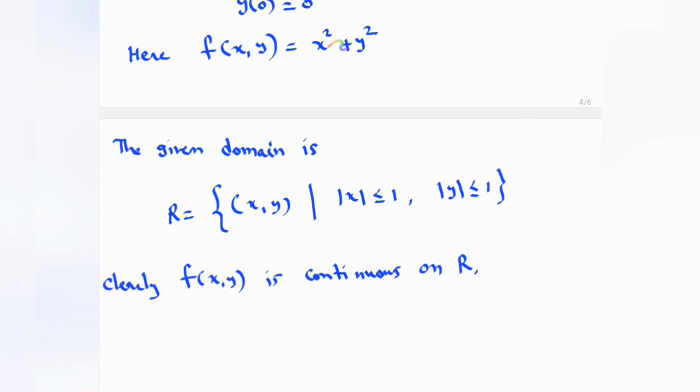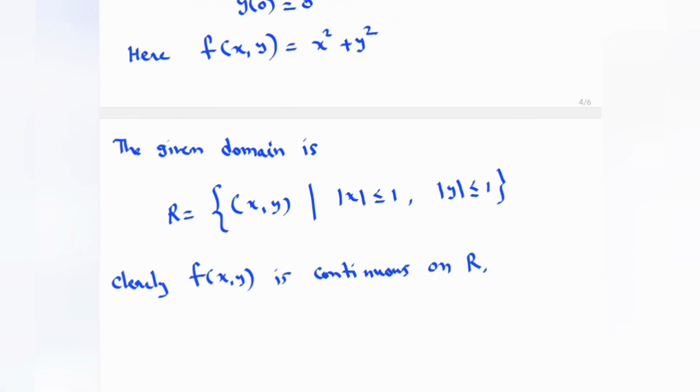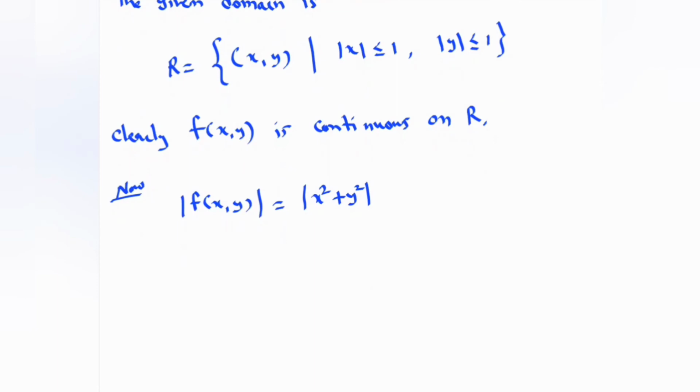Since f(x,y) is a polynomial function in x and y, it is continuous on the domain R. Now we have to find the bound of function f(x,y). So |f(x,y)| = |x² + y²|. By using triangle inequality, we can write it as less than or equal to |x|² + |y|².